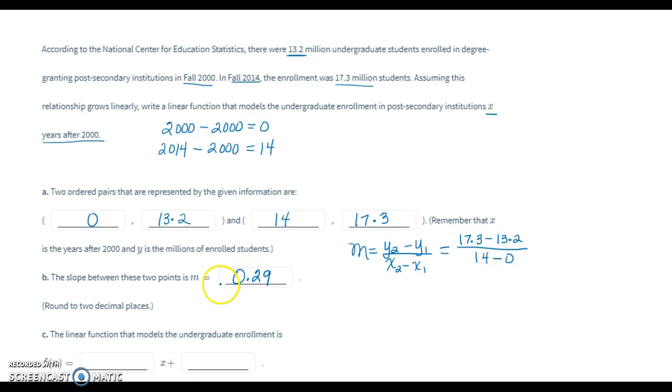And so the linear function that models this enrollment is y equals mx plus b. Remember, m is your slope and b is the initial value or the y-intercept. Our slope we just learned is 0.29, so we have 0.29x plus the initial value we were actually told, which is 13.2.